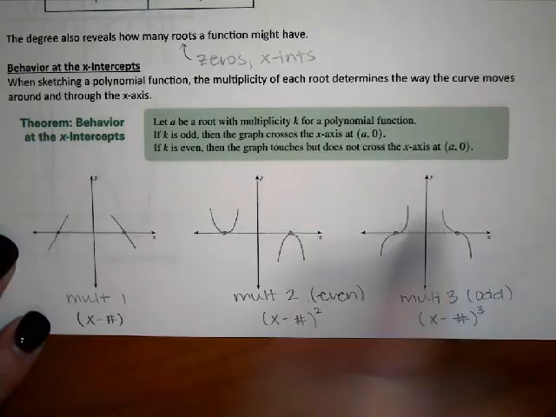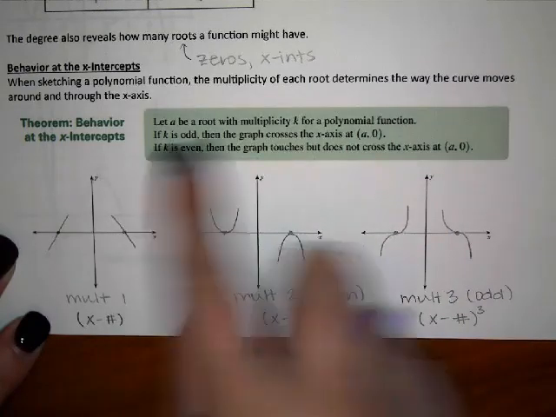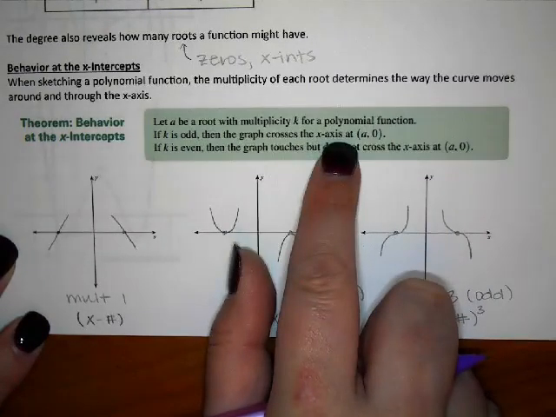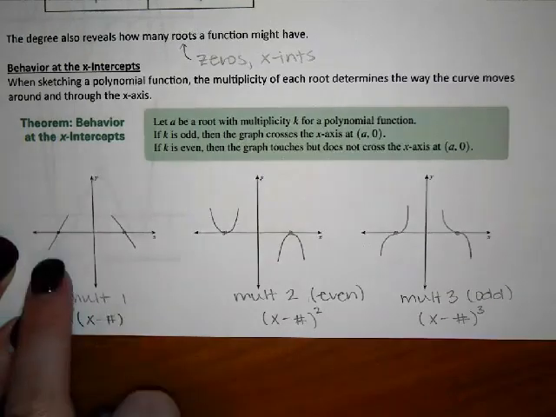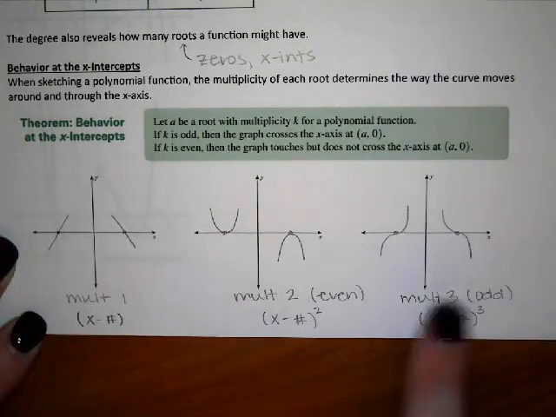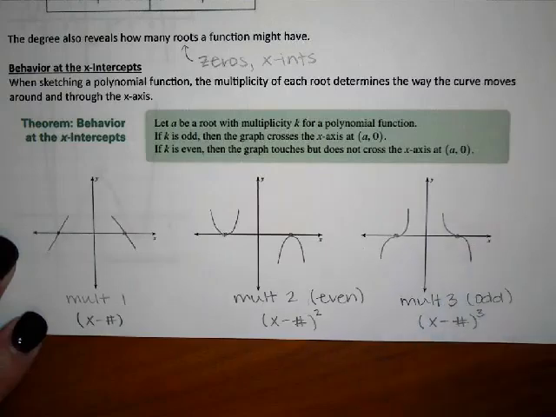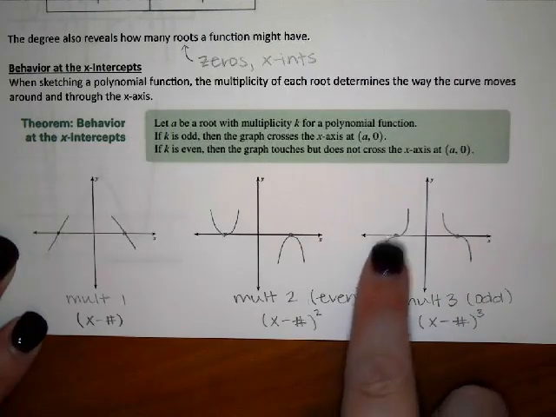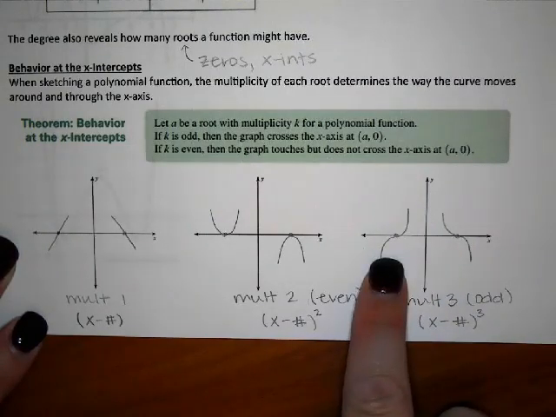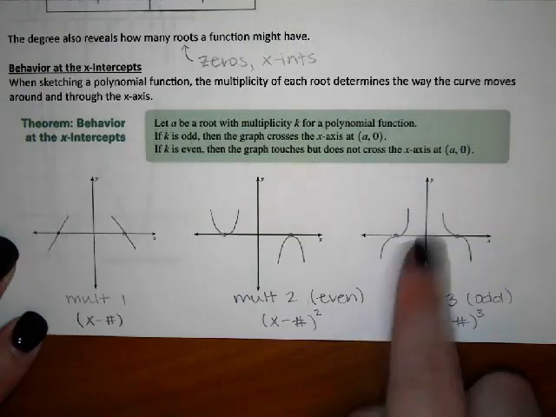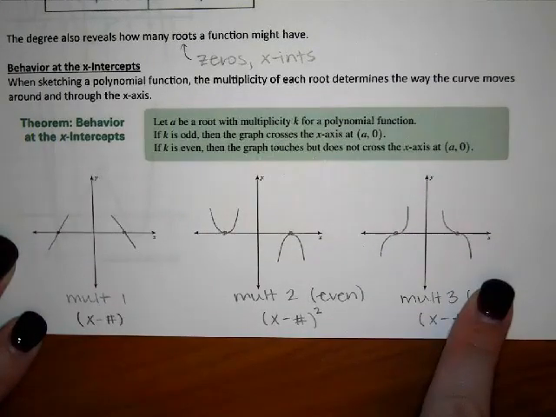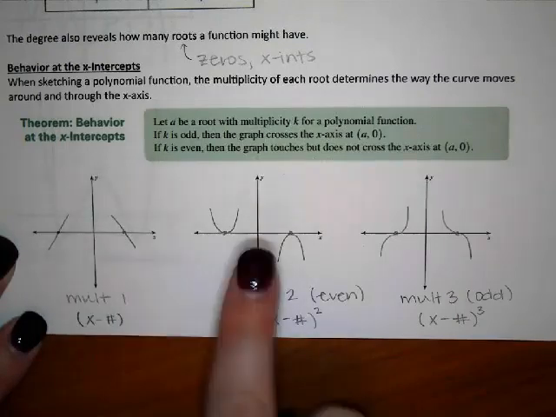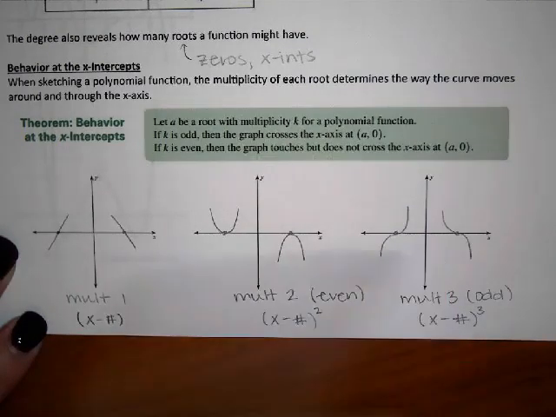Now here it says if k is odd, then the graph crosses the x-axis, but doesn't say how it crosses. So if it's a multiplicity of 1, it's going to go straight through. If it's a multiplicity of 3 or 5 or 7 or something bigger, then it kind of does that S curve as it goes through, or in my mind I think of it as like it squiggles as it goes through. So to remember the multiplicities, I always think straight through, bounce, squiggle. That's how I remember them, and that's kind of how I'll refer to them to help you guys remember them as well.